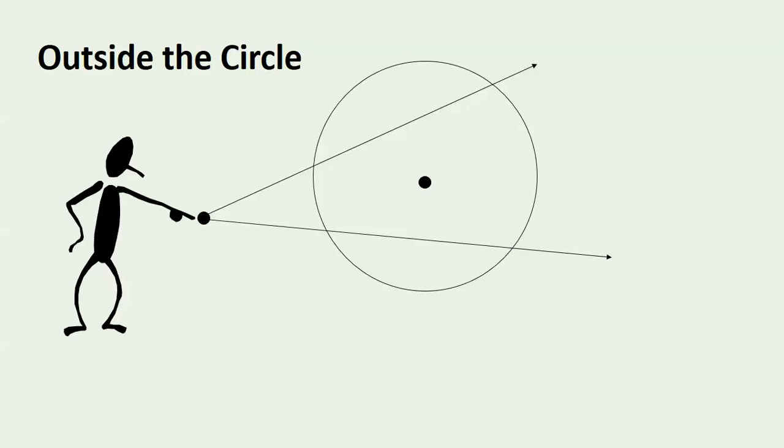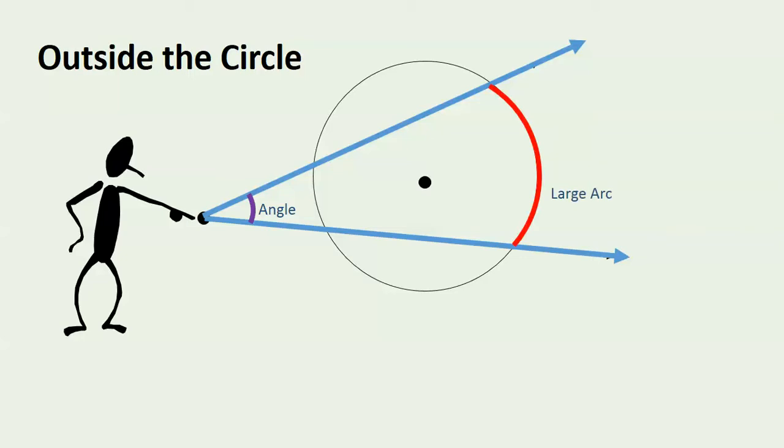The angle is outside of the circle, and I can see that the lines that form the angle intercept two arcs. There's a large arc towards the outside and a small arc on the inside. To solve, if I take 2 times the angle measure, it's going to equal the large arc minus the small arc.